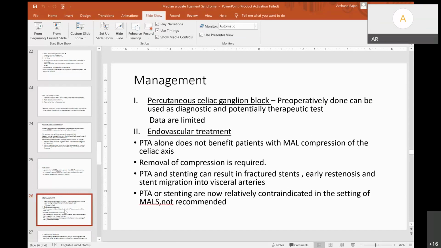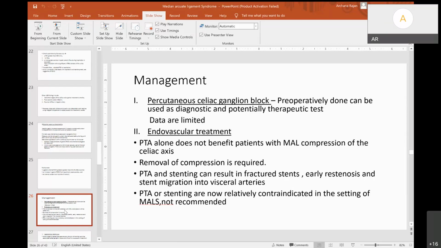Those who had better results with celiac ganglion block had better results with the surgery. So, done preoperatively, it can be used as a diagnostic test for MAS and a potential therapeutic test also. But the data regarding this are limited. And the second thing is endovascular treatment.